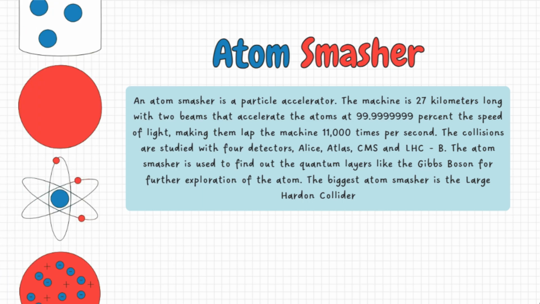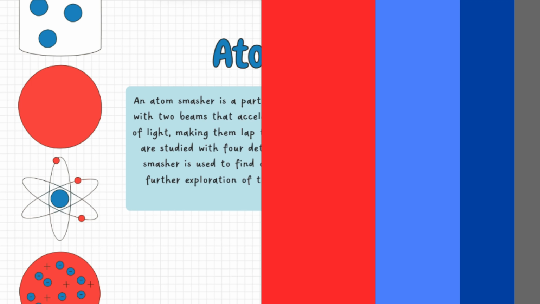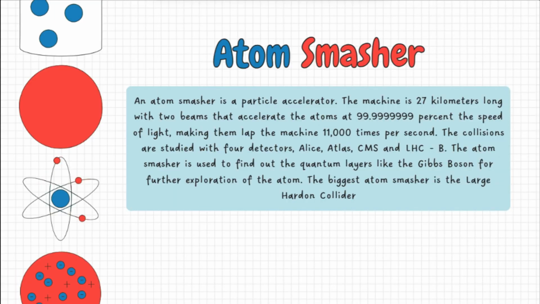Now moving on to the atom smasher, which will show the atoms in more depth. An atom smasher is a particle accelerator. The machine is 27 kilometers long, with two beams that accelerate the atoms at 99.9999999% the speed of light, making them lap the machine 11,000 times per second.